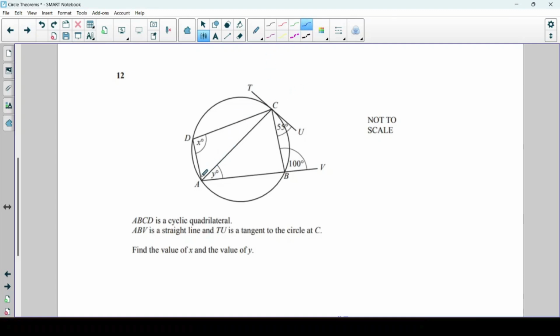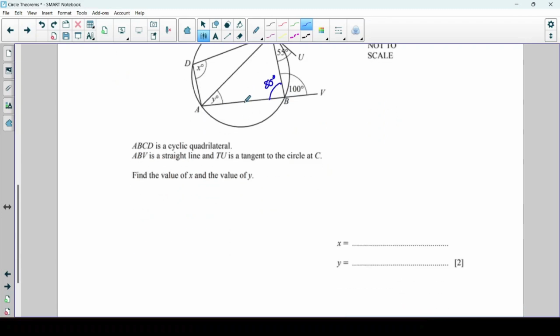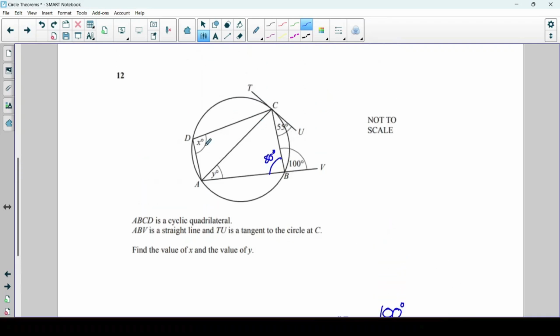Now, if it's a cyclic quadrilateral, and we're trying to work out this angle here, that means if we work out the one over here opposite, then we know that one. And it's quite easy to work out that one there, because we can use angles on a straight line. Because we've got a straight line, this one here is 80 degrees. And then opposite angles in a cyclic quadrilateral add up to 180. So already we can quickly figure out that x is equal to 100 degrees. Let's also label that on the diagram.